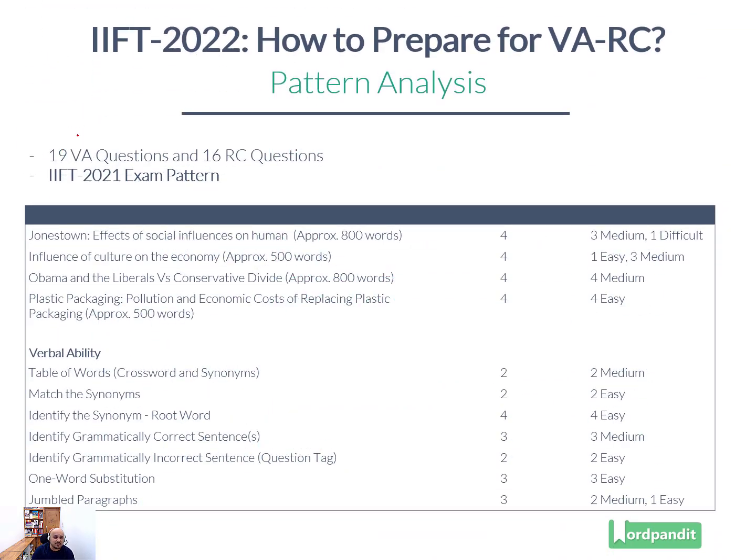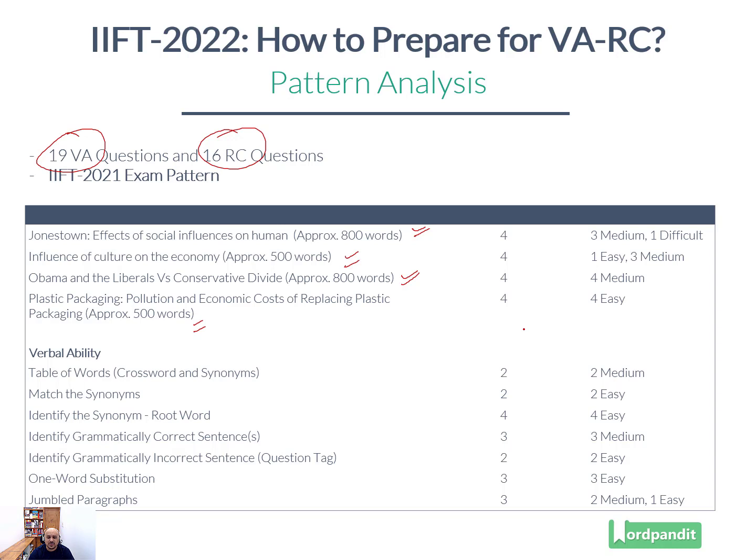So if I look at the exam pattern for the last year, 19 VA questions, 16 RC questions, a couple of very long passages, 800 words, a couple of short passages, 500 words. So remember, the time limit is a problem in the exam. You don't have a lot of time in the exam. It's an exam which is based on speed, right, more than accuracy.